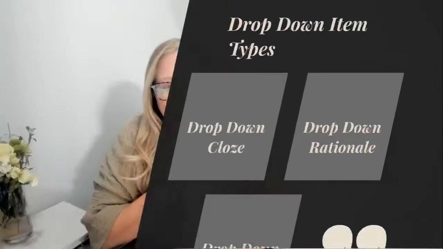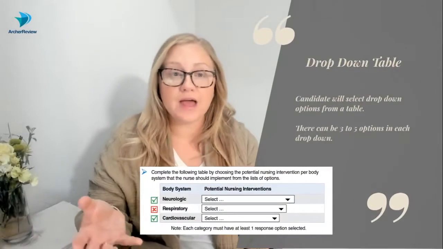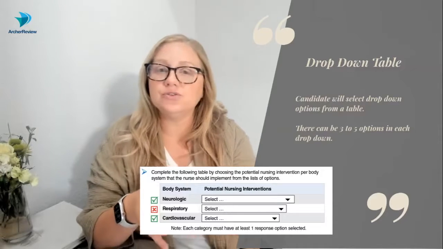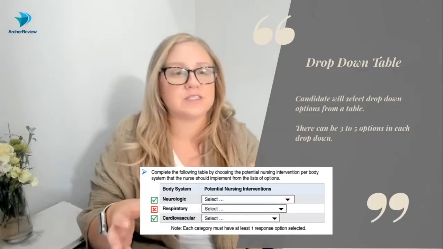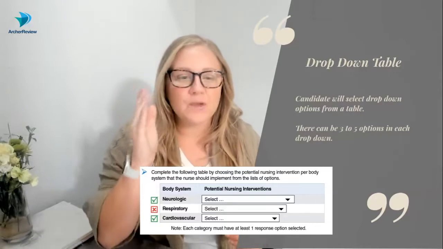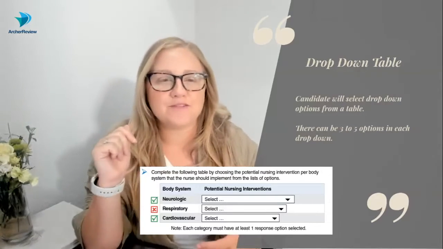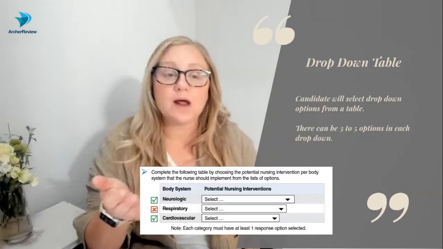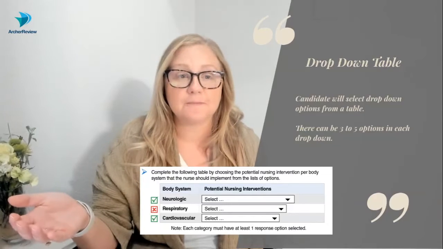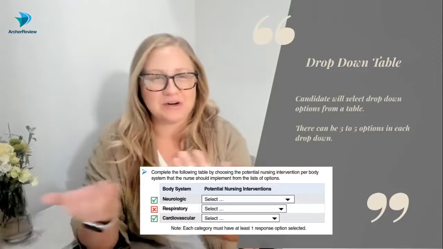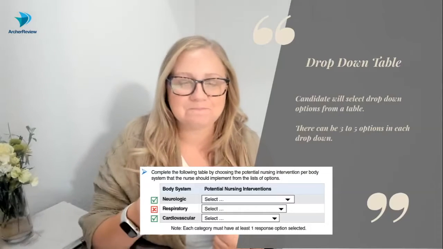Now, in the drop-down table, you'll have a table that lists a certain item from the stem and then asks you to identify the appropriate response that corresponds. For example, in this item, we have groupings where we have the patient's body system. Those are in the rows. And then to the right, potential nursing interventions. You'll select each drop-down and choose the nursing intervention that corresponds with that body system.